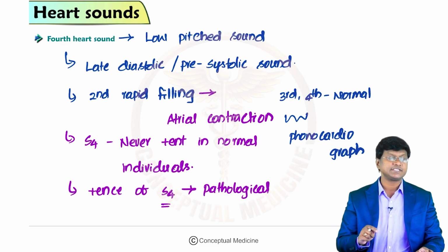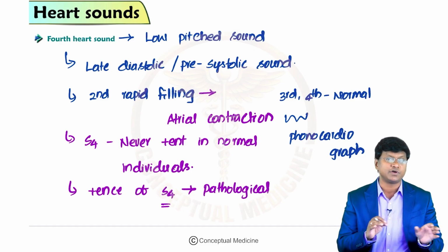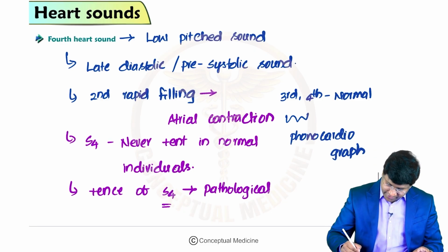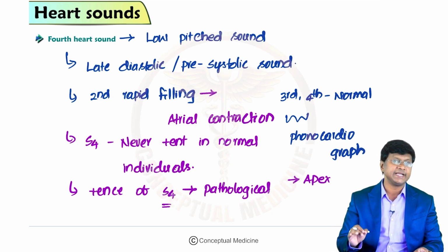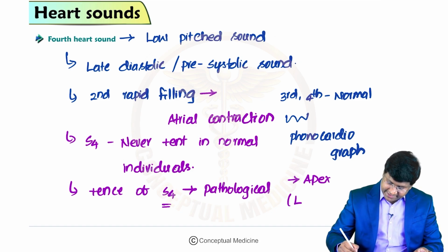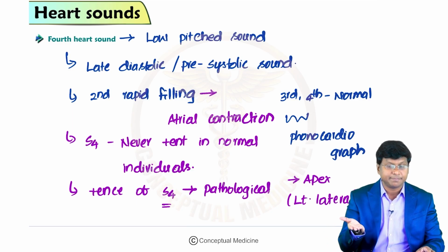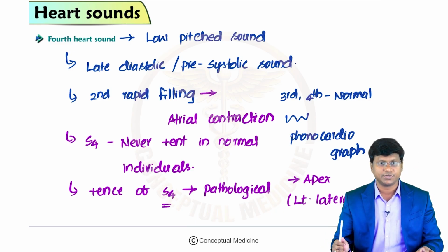And this S4, where do you listen to that? In which area of auscultation will you listen to this? You will listen to that at the apex of the heart. It is best heard at the left ventricular apex when the patient is placed in the left lateral position. There you will listen to the fourth heart sound.